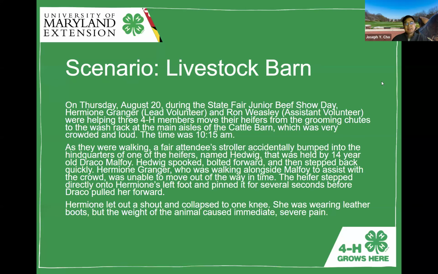The scenario is livestock vault. On Thursday, August 20th, during the State Fair Junior Beef Show Day, Hermione Granger, lead volunteer, and Ron Weasley, assistant volunteer, were helping three 4-H members move their heifers from the grooming chutes to the wash rack at the main aisles of the cattle barn, which was very crowded and loud. The time was 10:15 a.m.